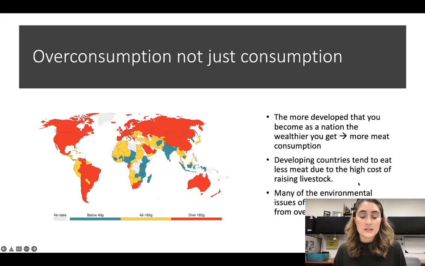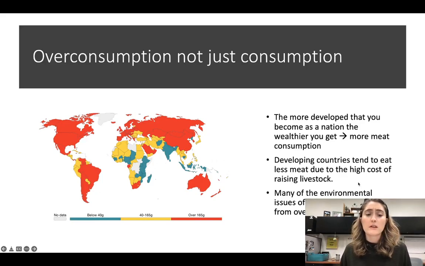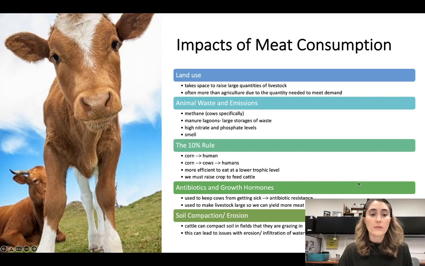Of course, the United States is up there, but developing countries tend to eat much less, and that's because there's a high cost associated with raising livestock, not just in purchasing livestock, but in feeding and maintaining them, as well as having the space to house them and raise them. So we tend to see less of that in a developing country. And then again, most of the environmental impacts that we see don't come from consumption, but overconsumption of meat. And we're going to talk about what those impacts are.